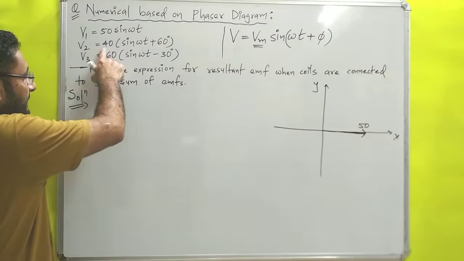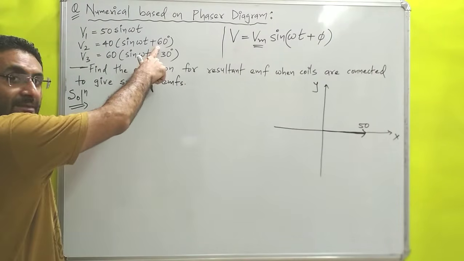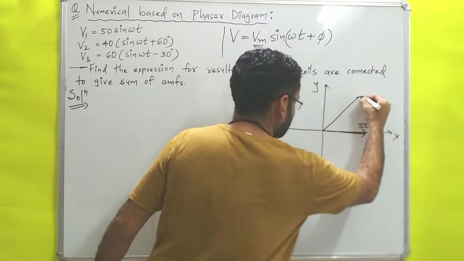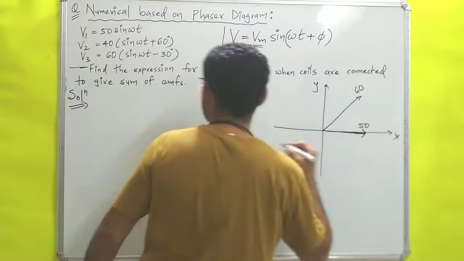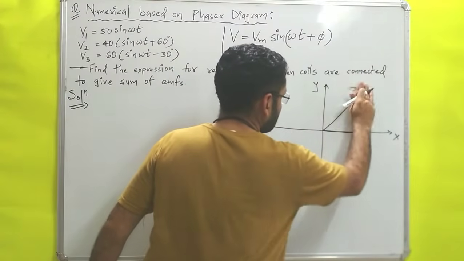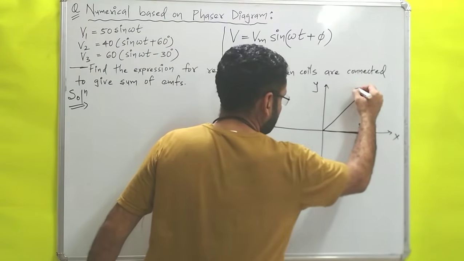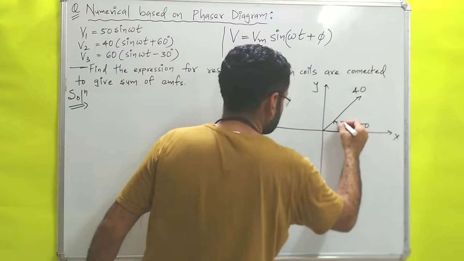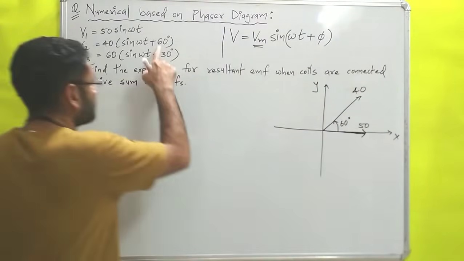Next is V2. Vm is 40. The initial phase is 60 degrees, 60 degrees with the x-axis. So I will draw somewhat like that. The value is 40, so I will write 40, and the initial phase is 60 degrees.